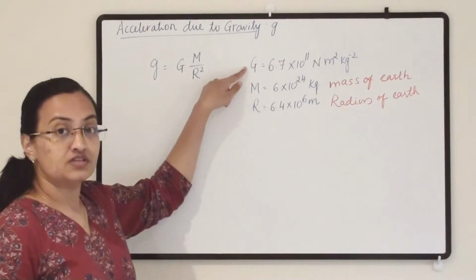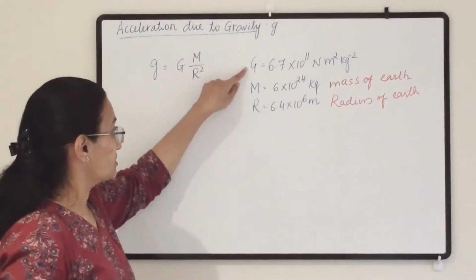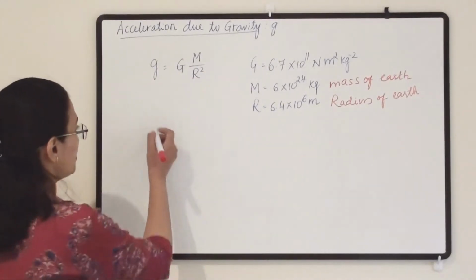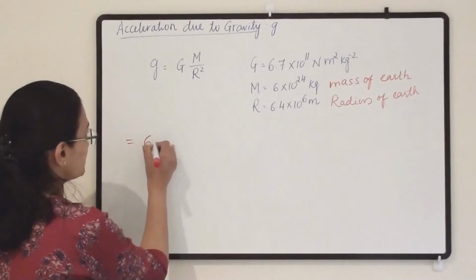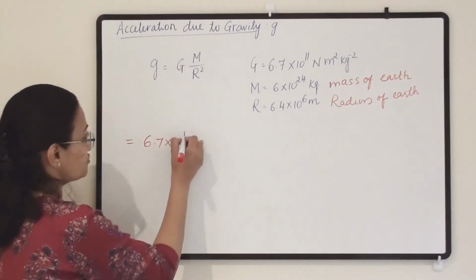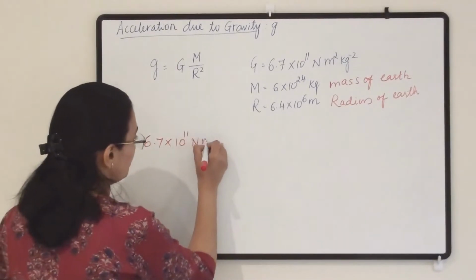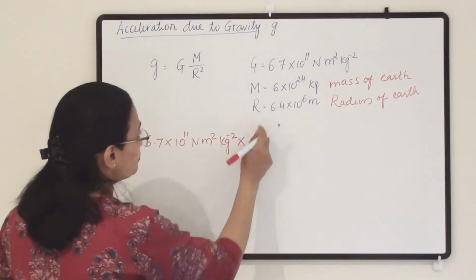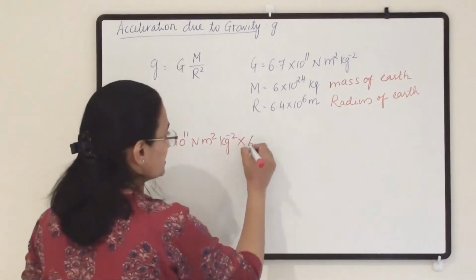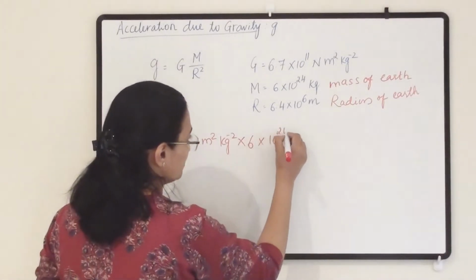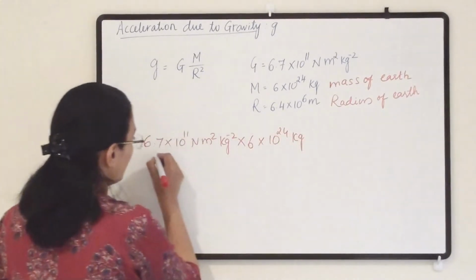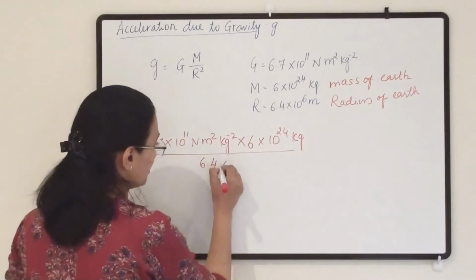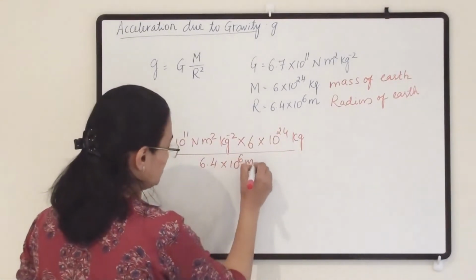G is the universal gravitational constant, and its value is this. Now let us put all these values in this equation. We are going to get 6.7 into 10 raised to minus 11 Newton meter square per kg square, into the mass of the earth, which is 6 into 10 raised to 24 kg. In the denominator, the radius of the earth, that is 6.4 into 10 raised to 6 meter.